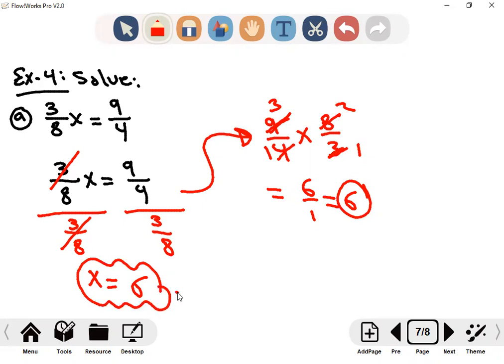Now you have skills. Now you are in grade 8. You should have skills. How to deal with the fractions, how to deal with decimals, how to deal with positive, negative. You have skills. You need to use them.